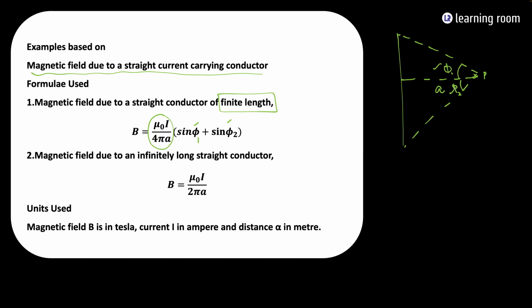The derivation for this, we have already seen. Next, what is the magnetic field due to an infinitely long straight current carrying conductor? That is going to be equal to mu naught I divided by 2 pi a. The conductor will be like this and the point P will be here at a distance of a, and the current is going to be I. So it will be mu naught I divided by 2 pi a. Okay. Where the magnetic field is measured in Tesla, current is measured in ampere, and the distance a is measured in meter.